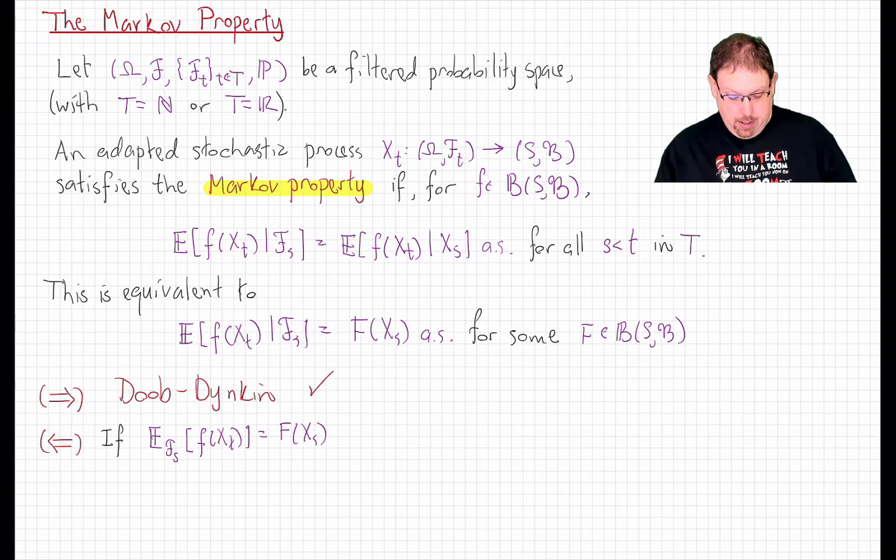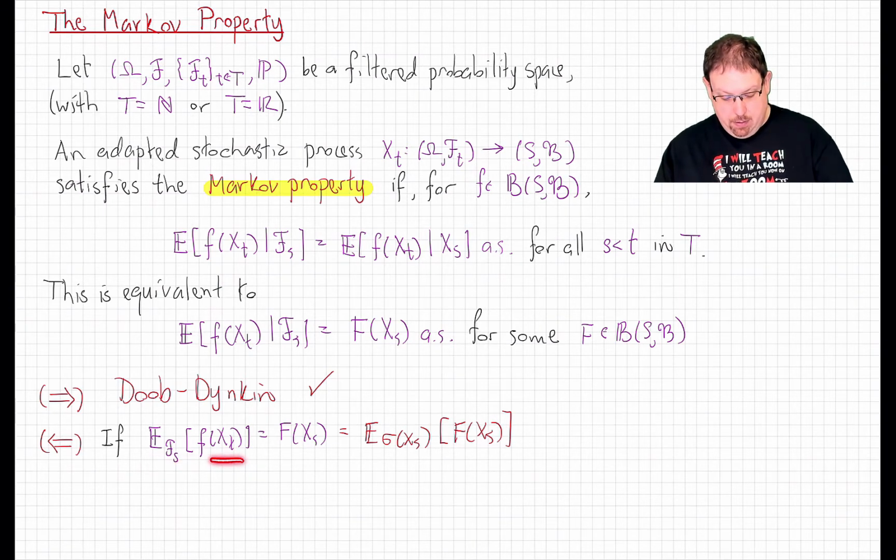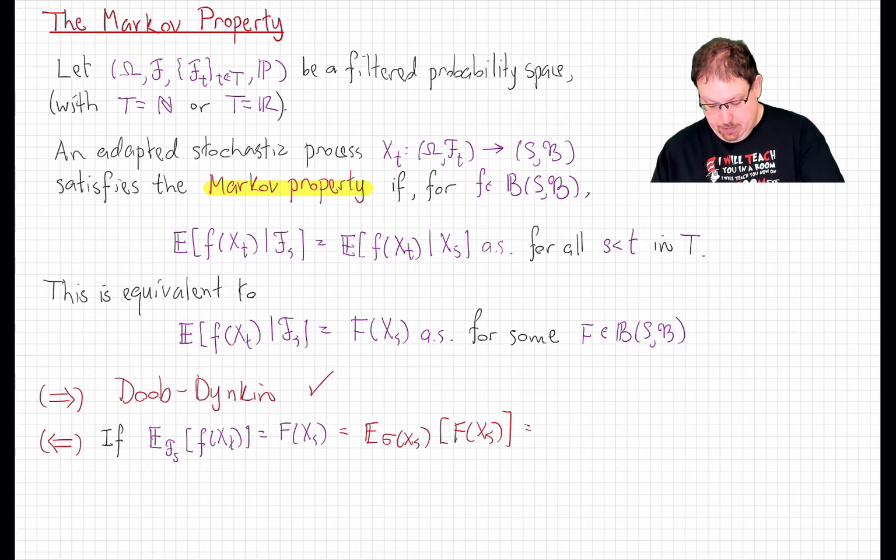For the reverse direction, we assume that we have this form here, conditioning a function of the process at time t on the sigma field up to time s is a function of the process at time s. Well, if it's a function of the process at time s, then if I further condition on the random variable at time s, that won't change the value. And now we use our assumption that that function of X_s is actually the conditional expectation of the function of the process at time t on the earlier sigma field F_s.